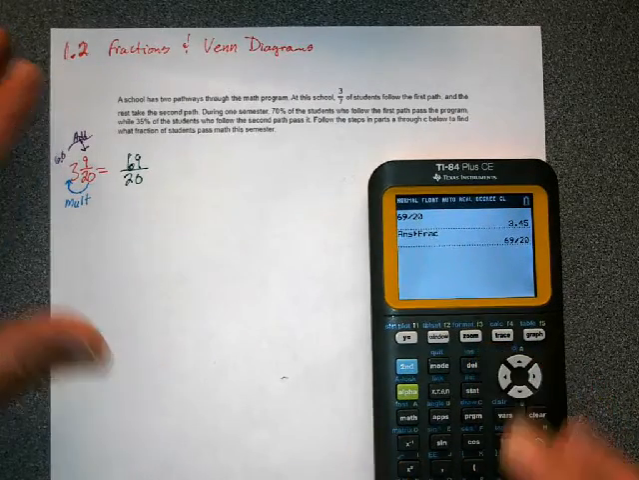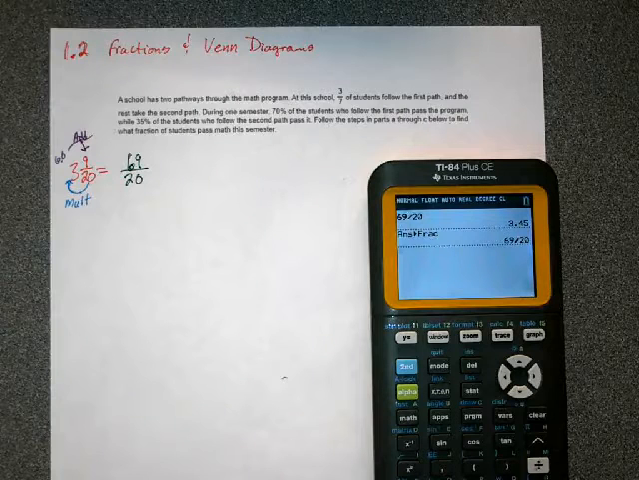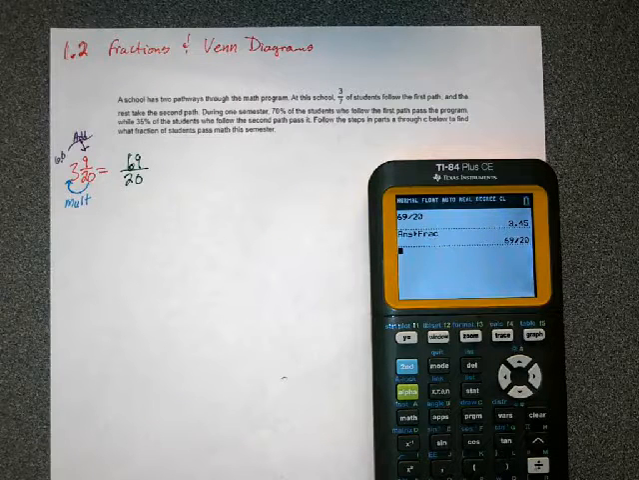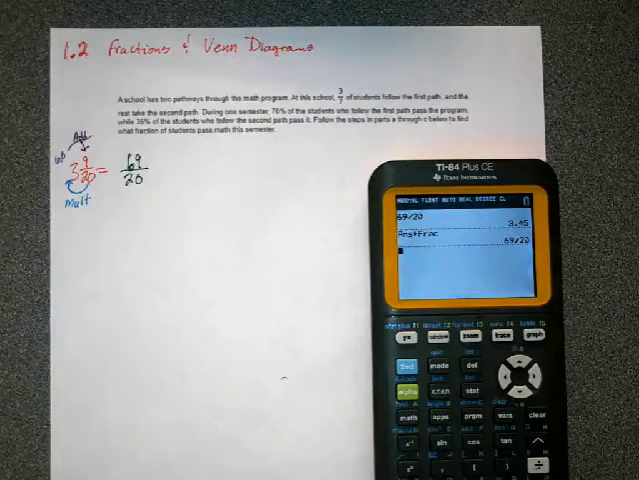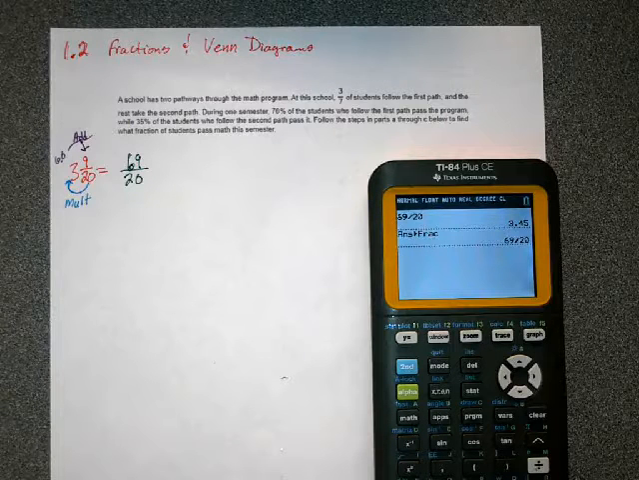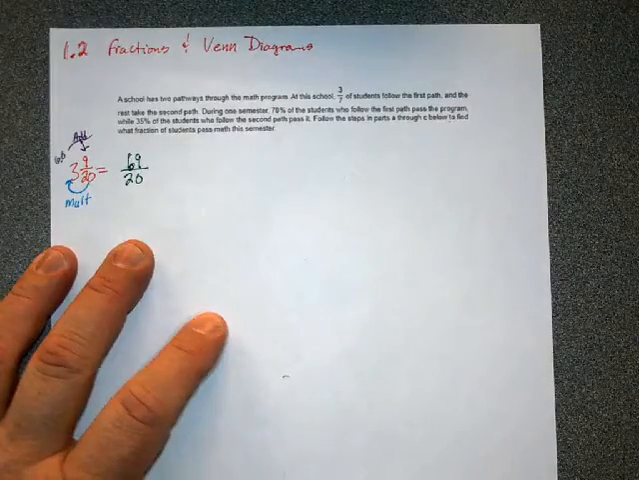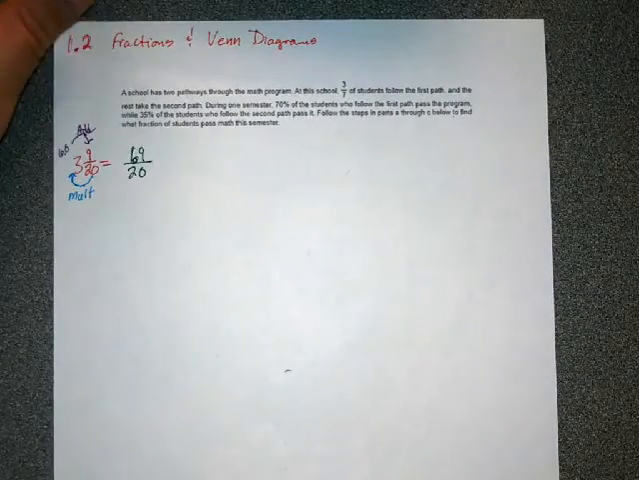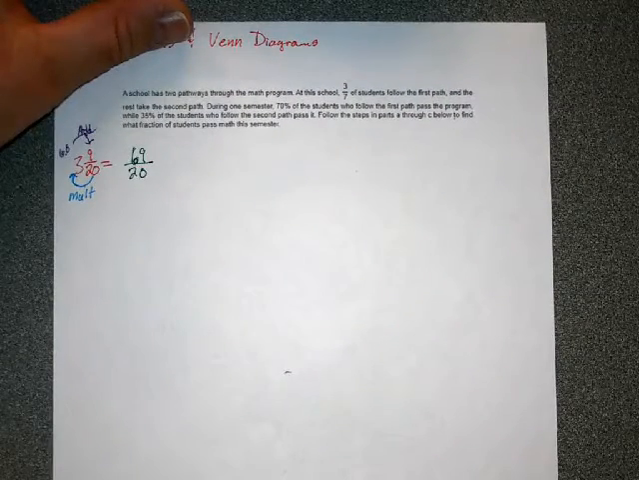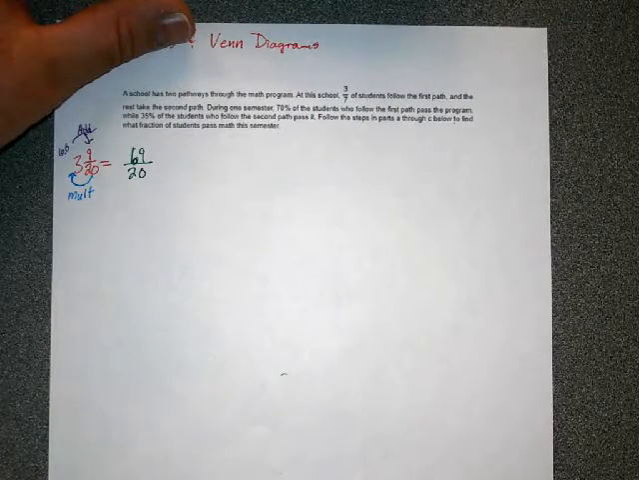All right, a school has 2 pathways through the math program. At this school, 3/7 of students follow the first path, and the rest take the second path. During one semester, 70% of the students who follow the first path pass the program, while 35% of the students who follow the second path pass it. Oh, this is easy. Follow the steps in parts A through C below to find out the fraction of the students.